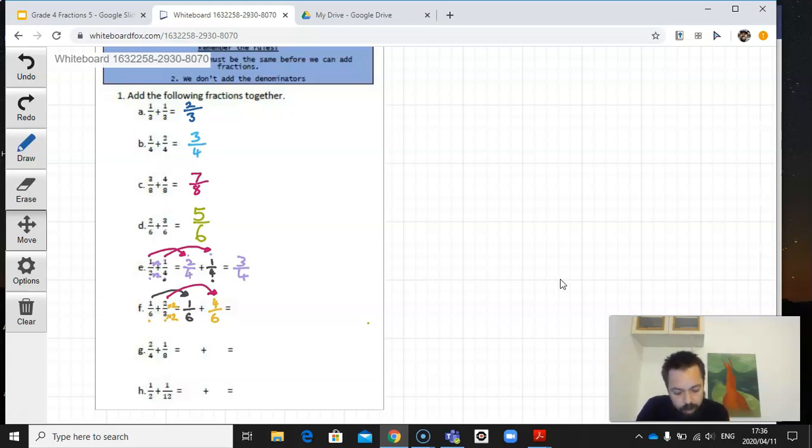Okay, with F, now that we've got our denominators the same, we can add them. Our answer denominator is still 6. 1 plus 4 is 5, and our final answer is 5/6.